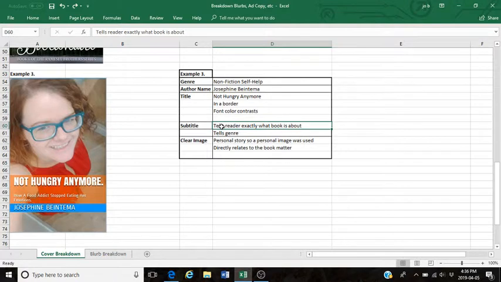Our subtitle tells the reader exactly what the book is about, because while our title gave a hint, our subtitle gives everything else away. How a food addict stopped eating her emotions. So this is a how-to guide on how to stop eating your emotions for food addicts. And this is a personal story, which is why it shows our genre, which is our nonfiction self-help, and our clear image fits in with our personal story. And it directly relates to our book matter.